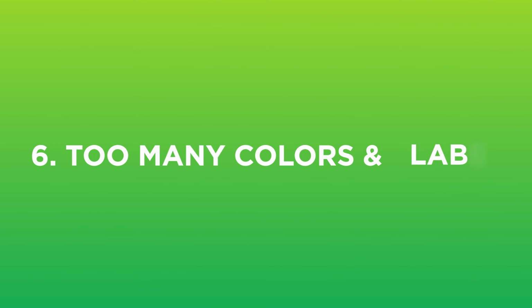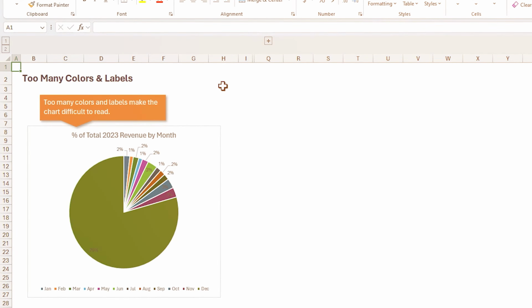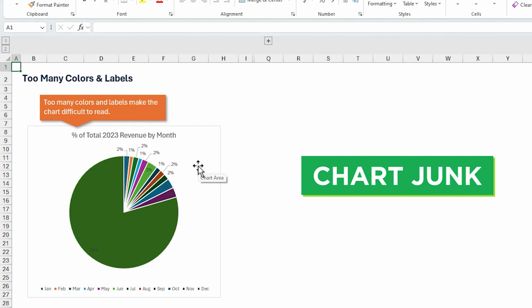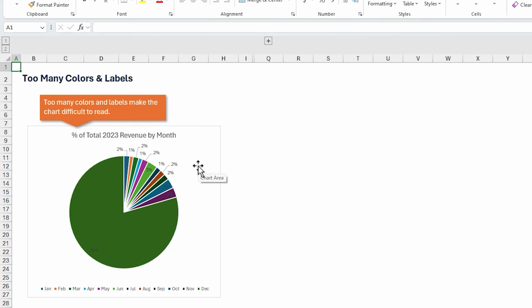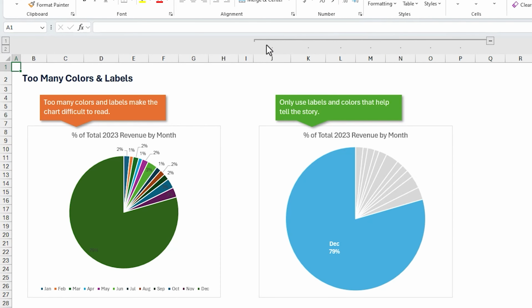Next, we'll talk about colors and labels. As you can see on this pie chart here, there are a lot of different colors, a lot of labels here. And this is what data visualization experts typically refer to as chart junk. There's a lot of extra stuff here that we don't need to tell the story. As we saw previously in this video, this is that same chart and it tells the clear winner story.